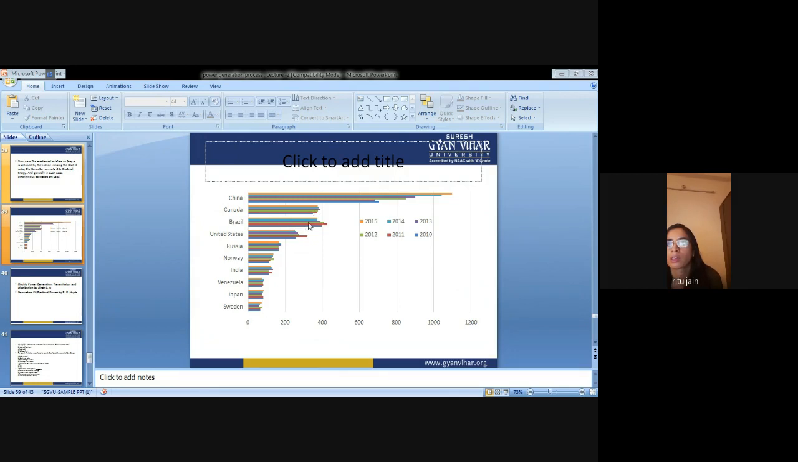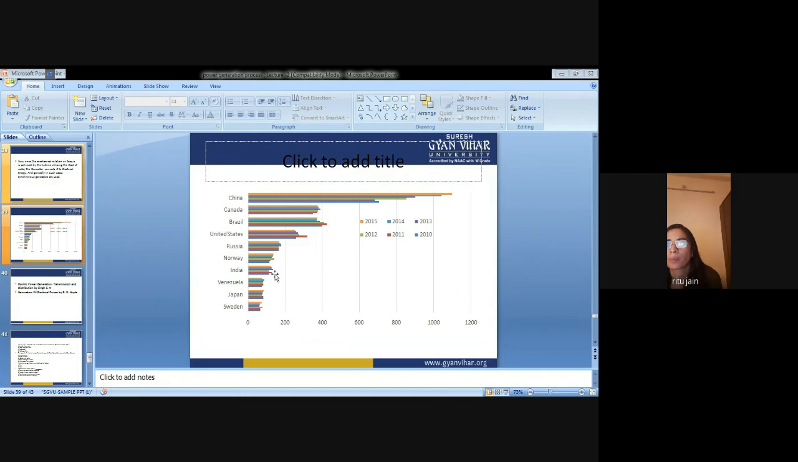In Brazil, the highest generation was in 2011. In USA, the highest generation of hydropower was in 2011. In Russia, it is almost constant, and the highest generation was in 2013. In Norway, the highest generation of electricity through hydropower was in 2012.